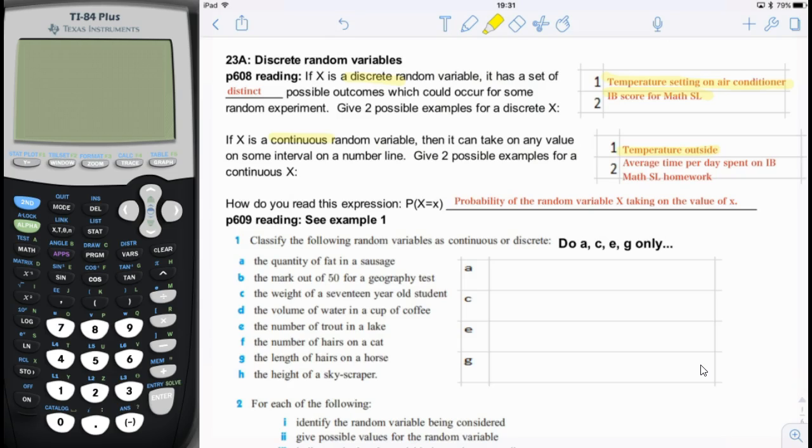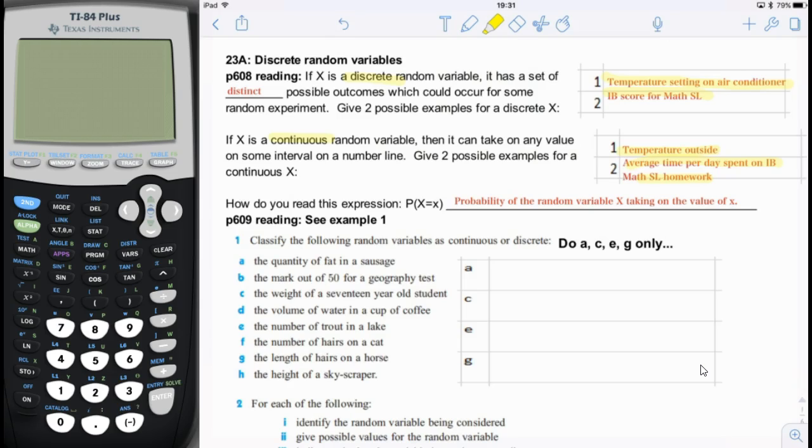Okay, average time spent per day on IB MathSL homework. That's also a quantity that varies with decimal precision. It may be 3.56 hours or 2.4 hours. It's not going to be exactly a certain number of hours.